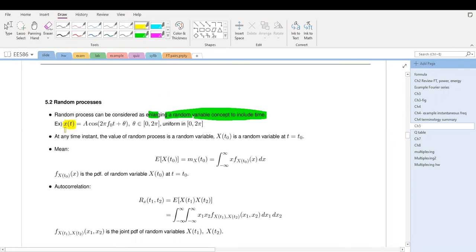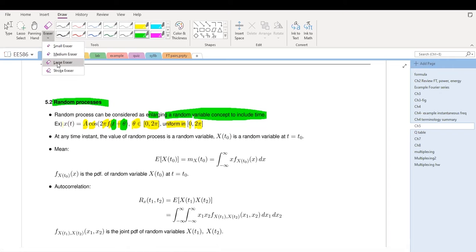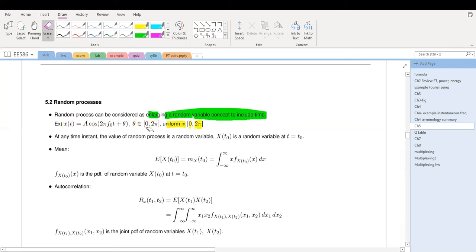For example, signal x of t is equal to a cosine 2 pi f naught t plus theta. And theta is actually random, uniformly distributed from 0 to 2 pi. In this case, x of t is a random process because there's a random variable involved and also time involved. So that's the definition of random process. A random process is much more complicated than a single random variable.